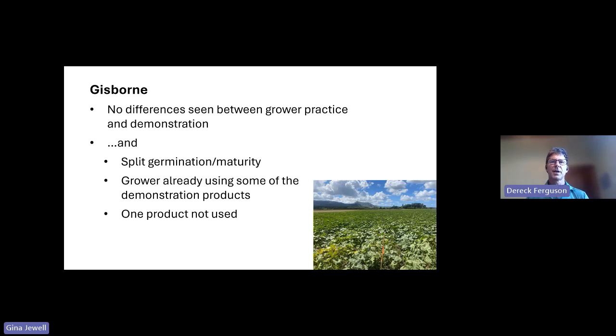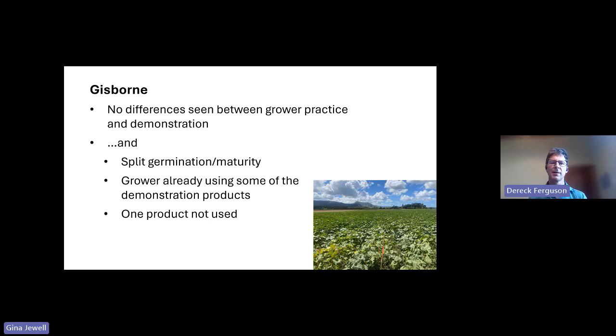So in the Gisborne demonstration, we didn't get any differences between the grower practice and the Elida Touch demonstration, but there were some mitigating factors there. First, the very dry spring gave split germination in the crop and split maturity, which often tends to mask canopy collapse because it happens gradually over a period of time rather than rapidly, as it would if the germination and maturity were uniform. The grower was already using quite a lot of the products we were using in our demonstration, which is, I think, a good thing for that grower. They're progressive and using these biological products in particular, and biostimulants.